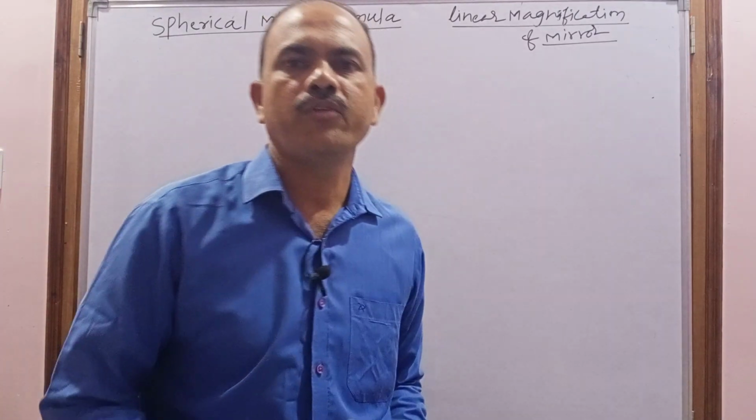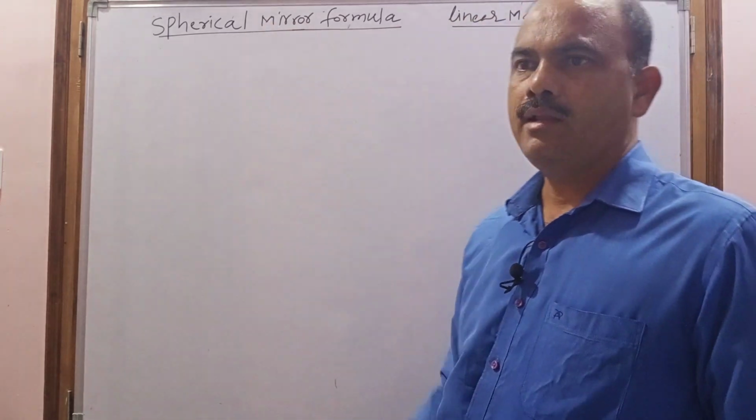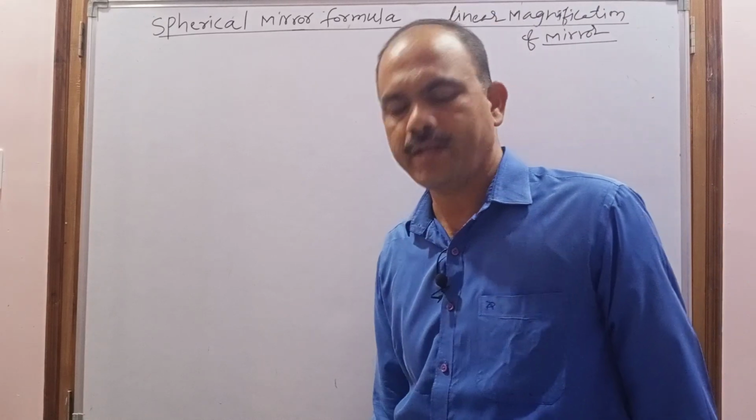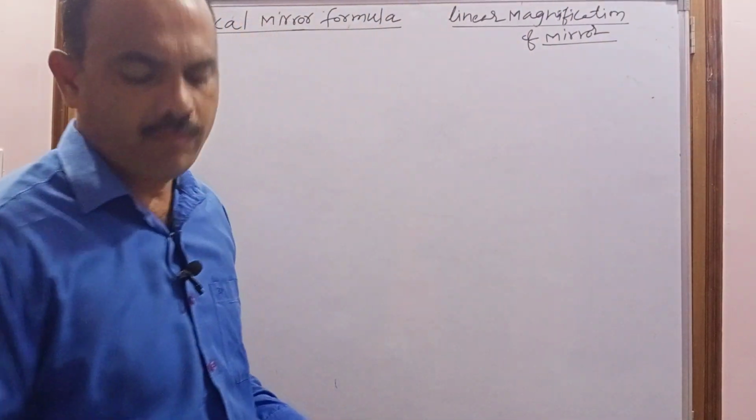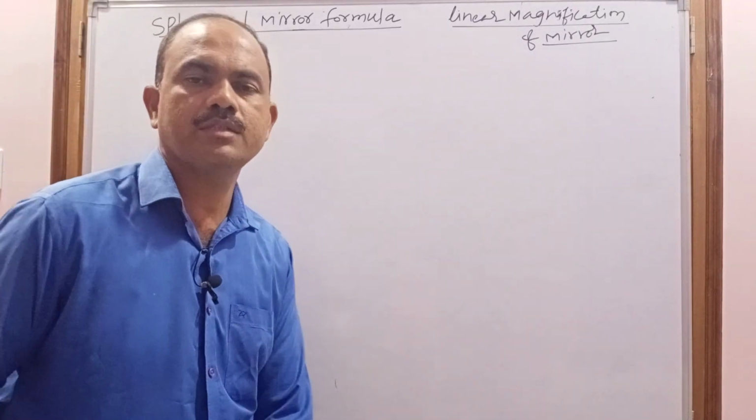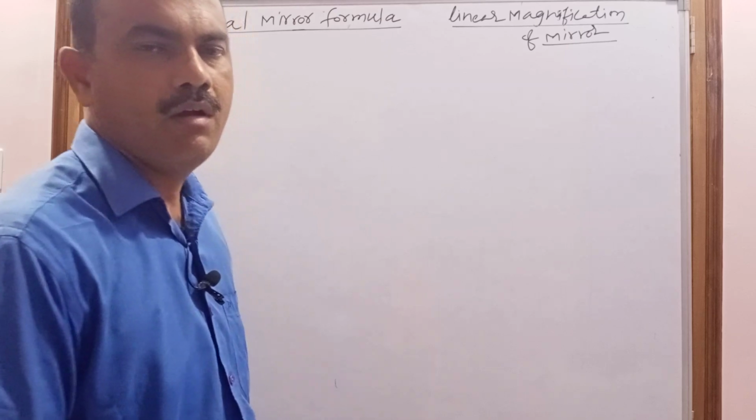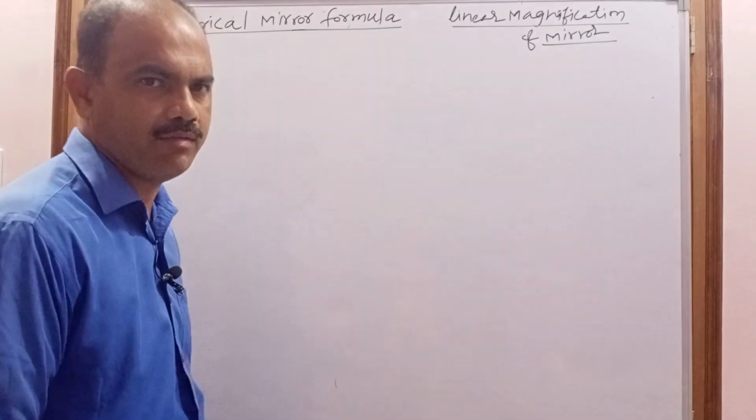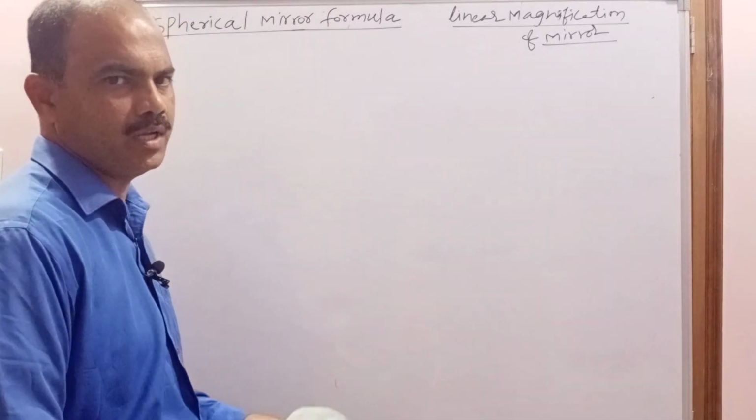Hello children and viewers. Today my 10th class topic is the spherical mirror formula as well as the linear magnification of spherical mirrors. So what is a mirror formula? The mirror formula is the equation that gives the relation between the object distance, image distance and focal length, U, V, F. U means object distance, V means image distance, F means focal length.